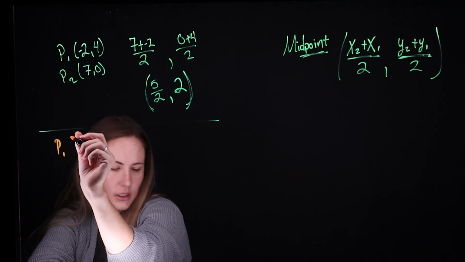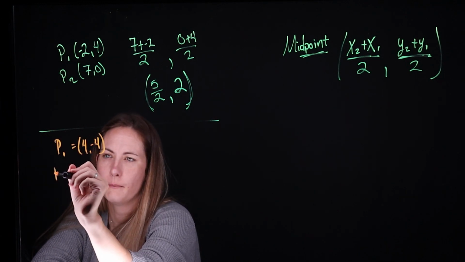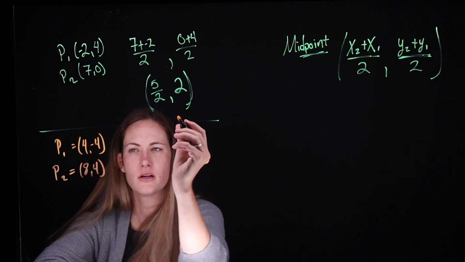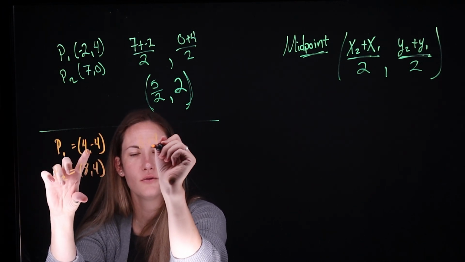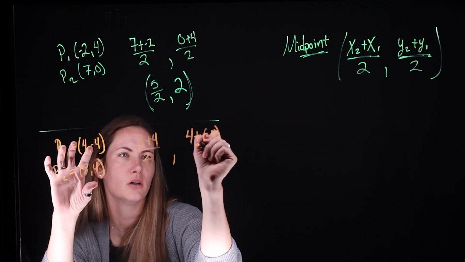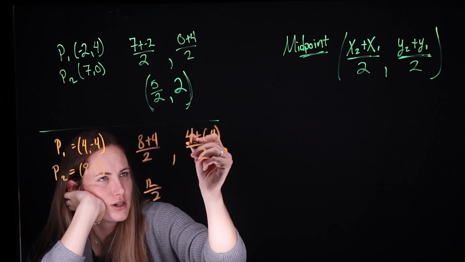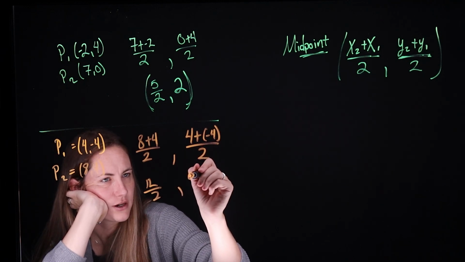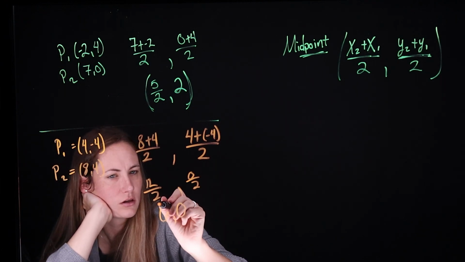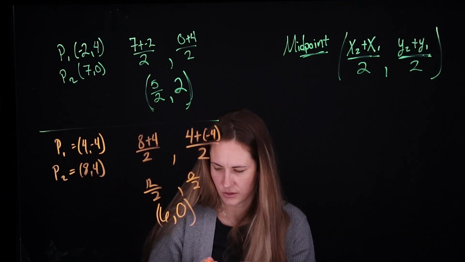This one, they have point 1 is (4, -4). And point 2 is (8, 4). So we add our x values, 8 plus 4 divided by 2. And then we're going to add our y values, 4 plus -4 divided by 2. 8 plus 4 would give us 12 over 2. 4 plus -4 would give us 0 over 2. And then divide. 12 divided by 2 is 6. 0 divided by 2 is 0. And remember, you have to write it as an ordered pair. Let's do another one.